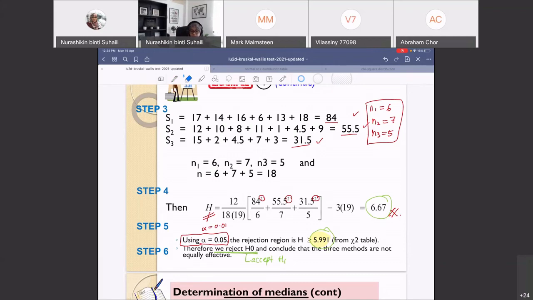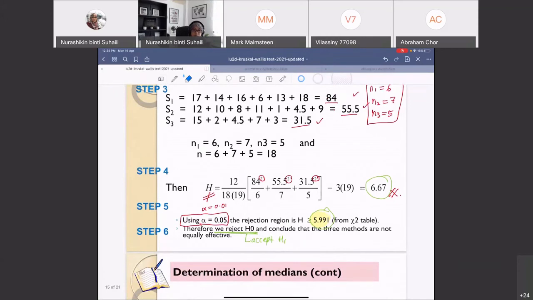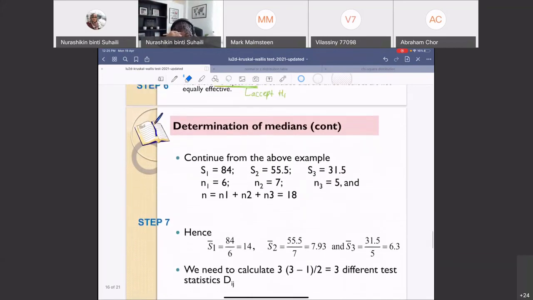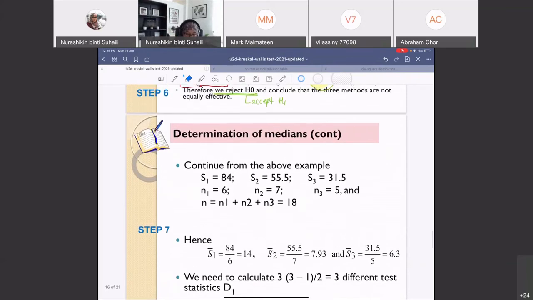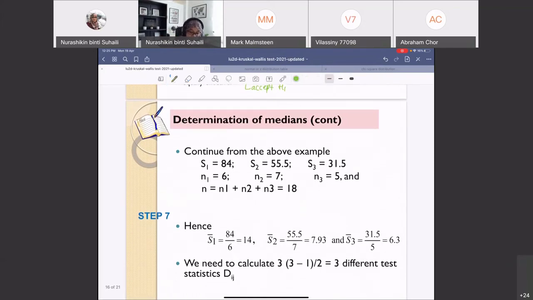So here you have to proceed with step 7 to step 9, which is termed the Bonferroni inequality procedure. What you have to find out from step 7 is the value of the Si bar, or the average of the Si. You have calculated the Si value in the previous step. Just use the values like this one, 84, 55.5, and 31.5. These were calculated in step 3, I guess, before.